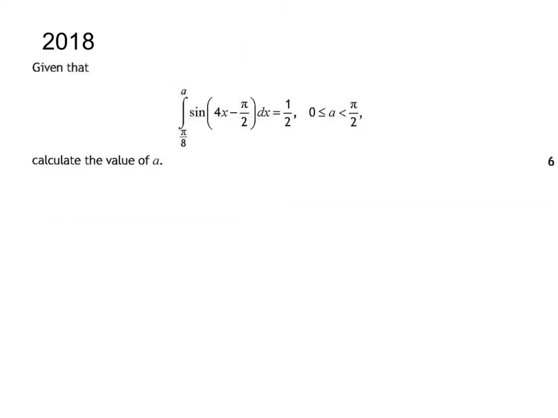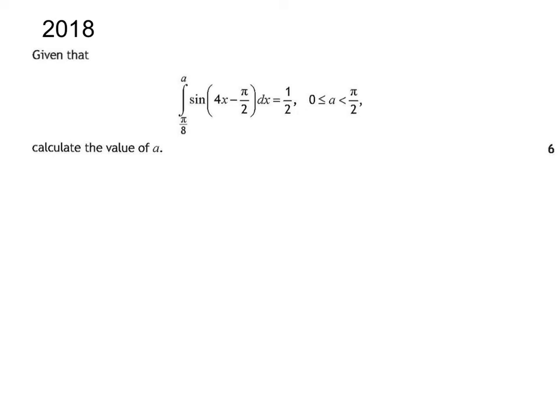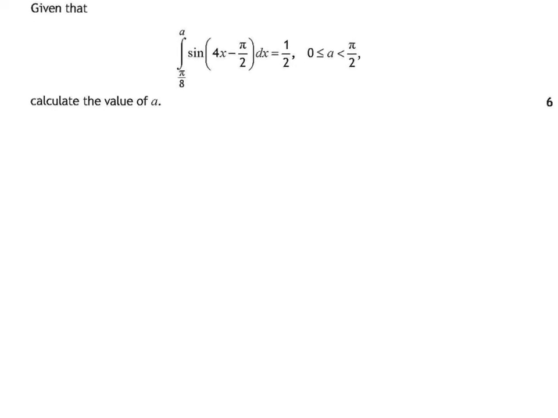Okay, so my last example is a bit trickier. It's worth 6 marks. It comes from 2018. So in this one, they tell you what your answer is. They just don't tell you what A is, and that's what we have to work out. So we go and we integrate as normal. So sine, cos, minus sine, minus cos.